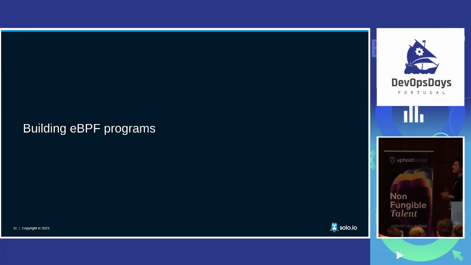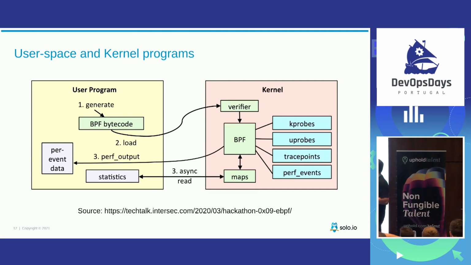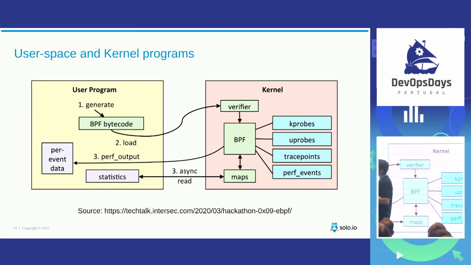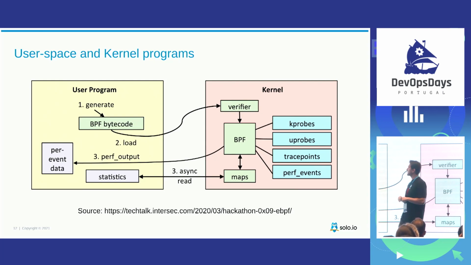So to build eBPF programs, we already have some solutions, but all of those solutions contain the user program and the kernel program. The user program is where you write what the end user will see. Like, for example, in TCP dump, the end user sees all the output of the traffic that's going back and forth. Then it generates the BPF bytecode and loads it into BPF within the kernel.